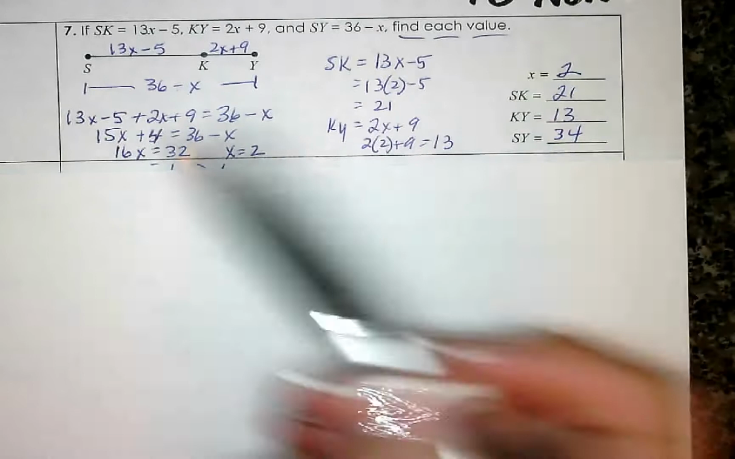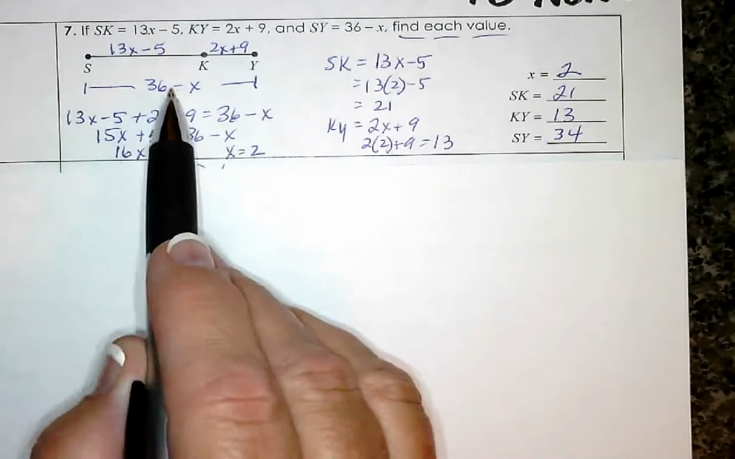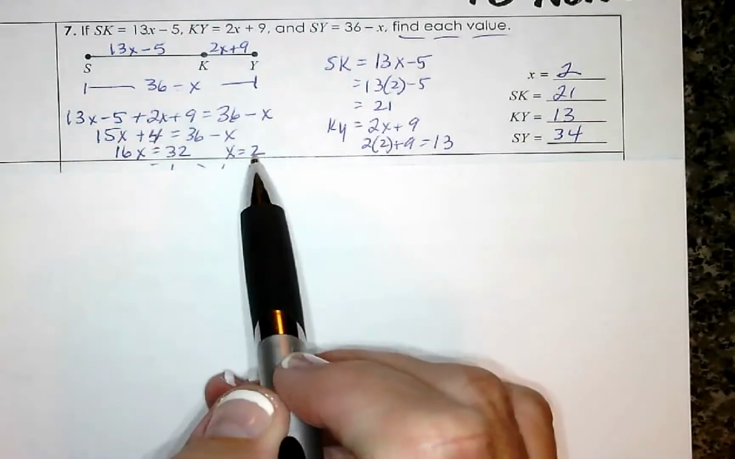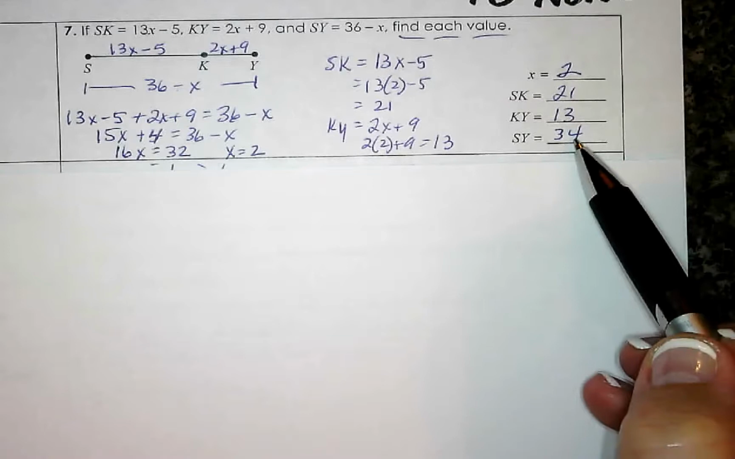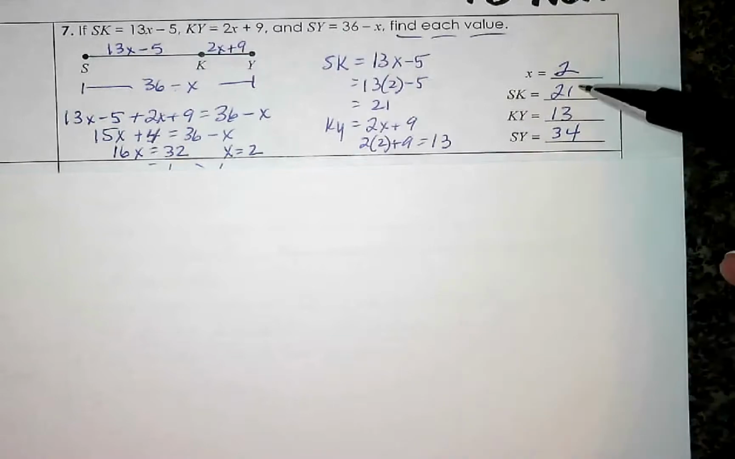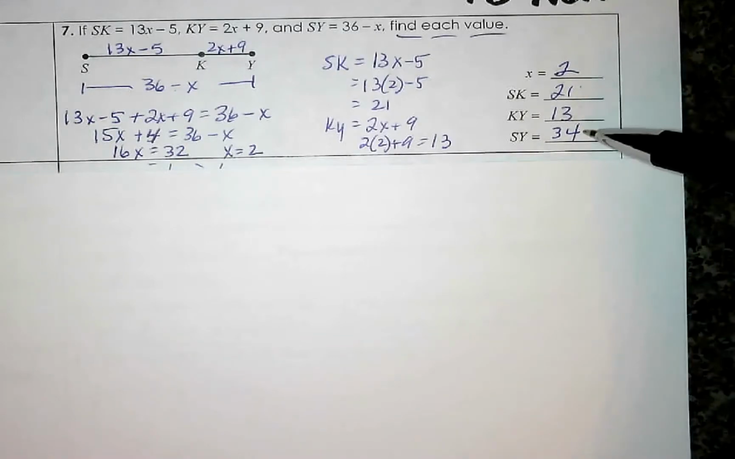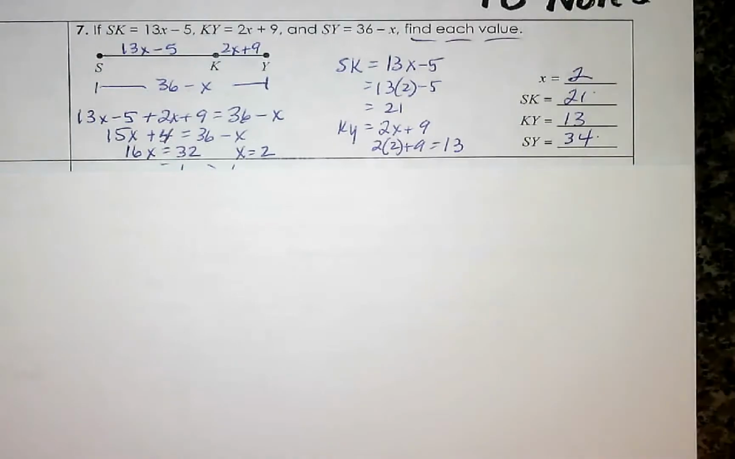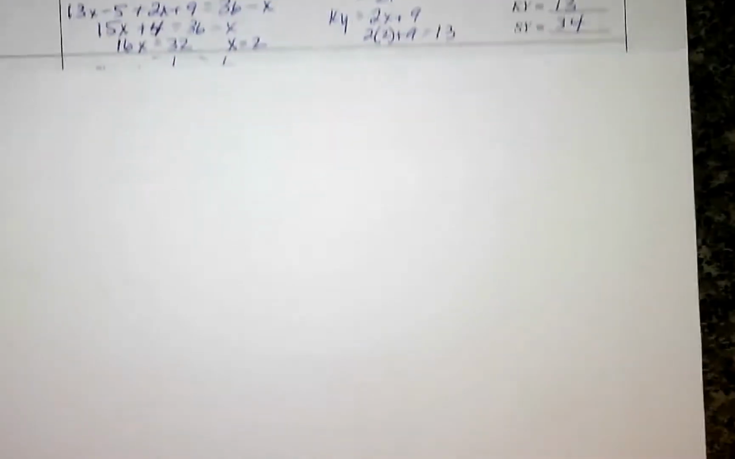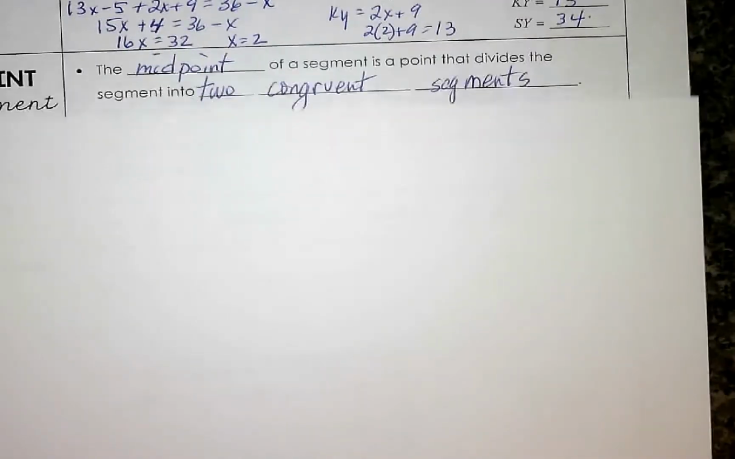To get SY, I can go over here and 36 minus x, 36 minus 2 is 34. Or I can even go little plus little gives me the whole thing. So 21 plus 13 would give me the whole thing. So that's just a little review from the segment addition.